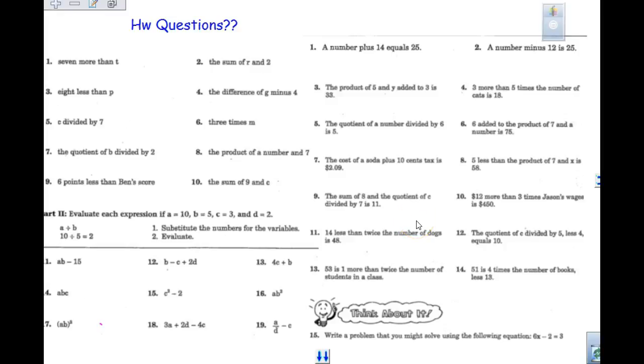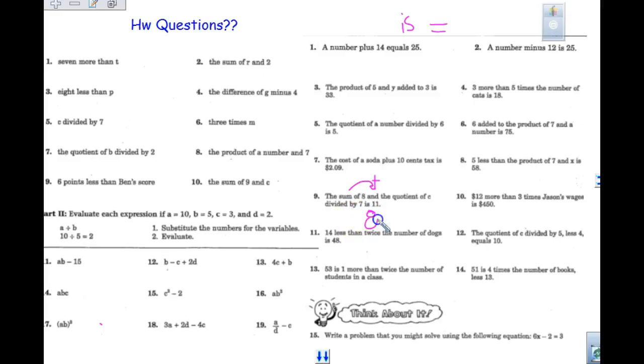As we take a look at question number 9 on the back, all of these are equations. The key word is telling us that we need to have an equal sign. Number 9 says the sum. When you see the word sum or the difference, and then you see the phrase "and," that's telling you where to put the addition sign.